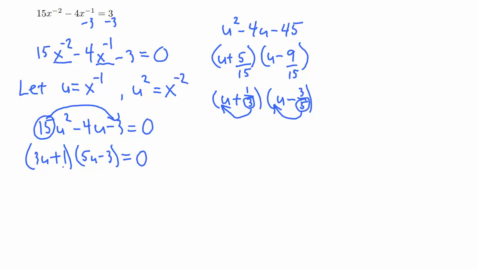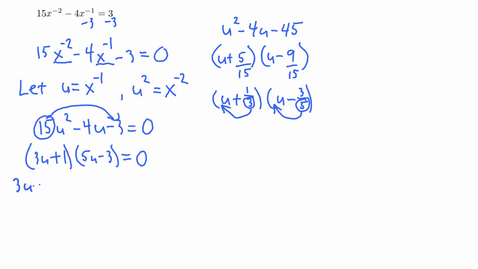Just to check ourselves, 3u times 5u, that's 15u^2. 1 times negative 3 is negative 3. Fantastic. Those are the first and last terms. It's the middle term always that gives us trouble. Well, almost always. So 1 times 5u is positive 5u. 3u times negative 3 is negative 9u. 5u minus 9u is negative 4u. Fantastic. It checks out.